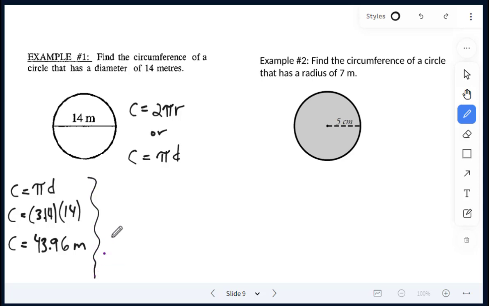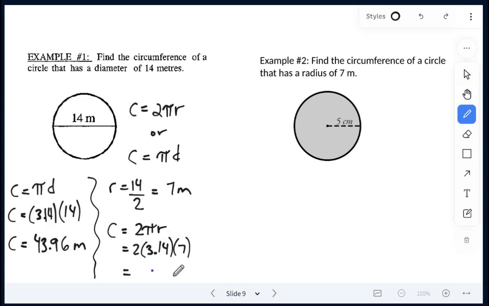Let's try that again if we were using 2 pi r. If we're using r, our radius here would be 14 divided by 2, which would give me 7 meters. So if you want to use radius, then C equals 2 pi r, which is 2 times 3.14 times 7, and you'll still end up with the same answer of 43.96 meters. All right, so just to show here, you can use either formula, but you'll still end up with the same answer.